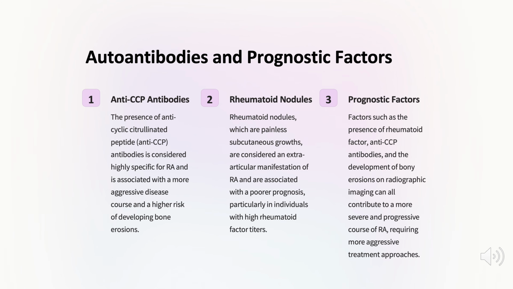Now, let's quickly dive into the relevant autoantibodies and prognostic factors in rheumatoid arthritis. Autoantibodies. The presence of anti-cyclic citrullinated peptide, anti-CCP antibodies is highly specific for rheumatoid arthritis. Their presence is not only diagnostic but also indicative of a more aggressive disease course and a heightened risk of developing bone erosions, further complicating the prognosis.